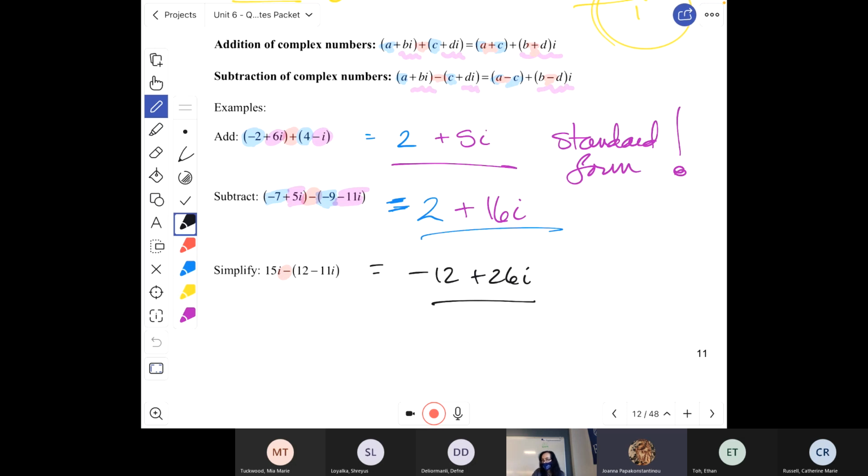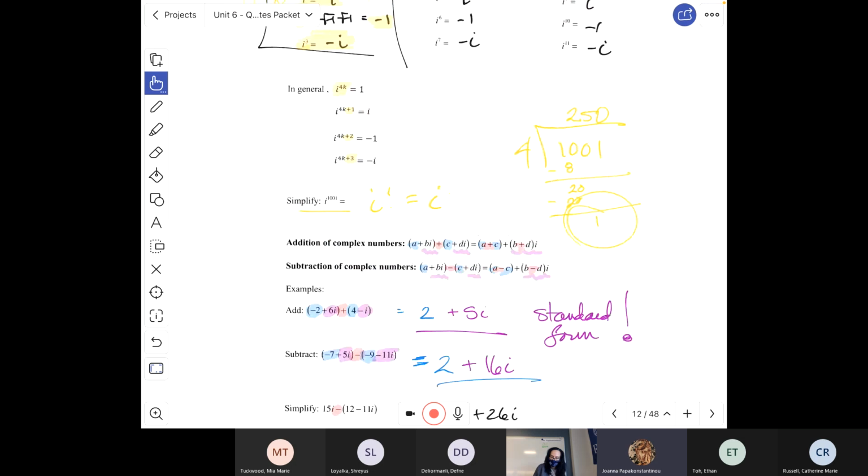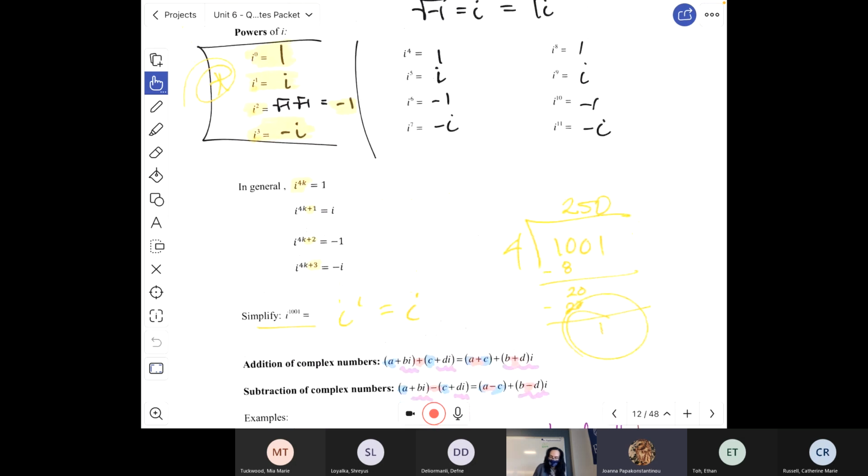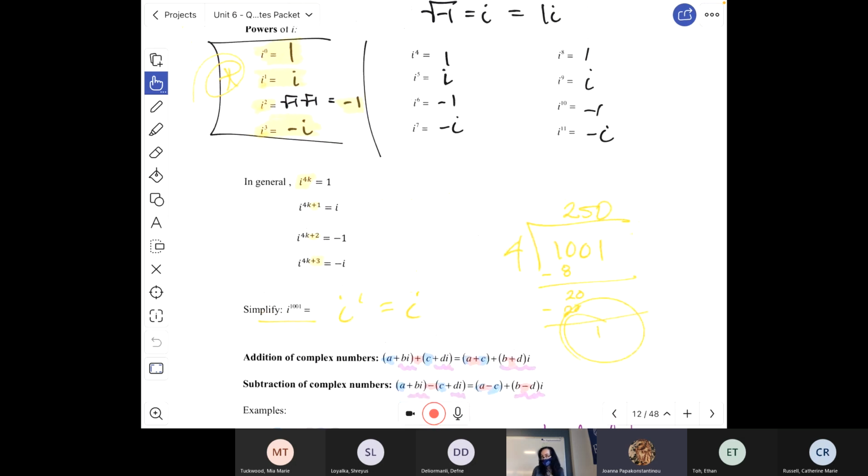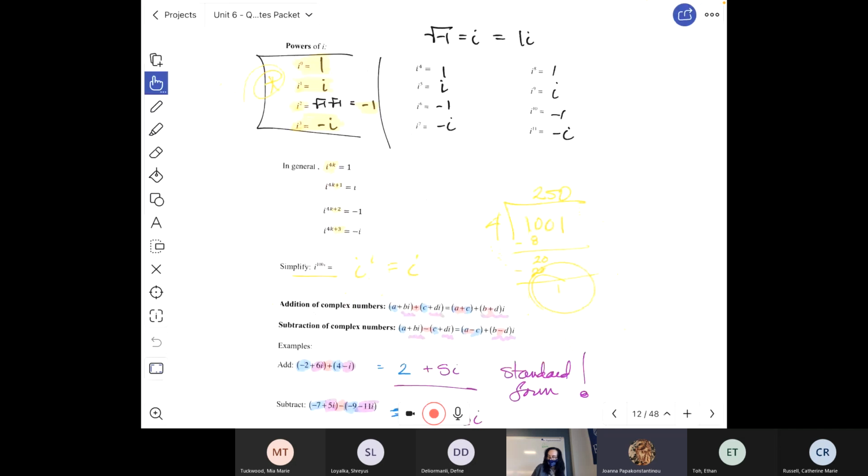Okay, so addition and subtraction. Yes, sir. I don't think I really taught on the powers of i. So if it's remainder 1, that means it's i to the first. The remainder is the power of i. But if there's no remainder, then it's just 1, right? Because i, right. Makes sense? Okay.